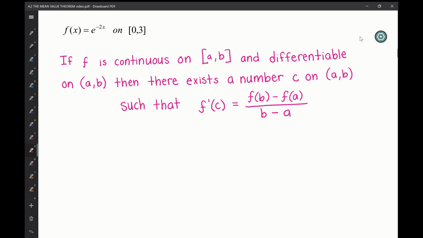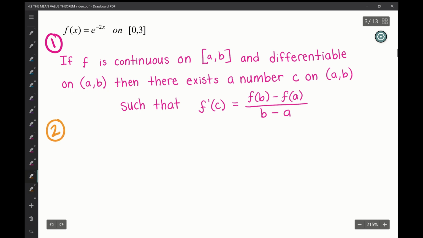The first thing you want to do is state the mean value theorem. So if f is continuous on a closed interval from a to b, and differentiable on the open interval from a to b, then there exists a number c on the open interval a to b, such that f prime of c is equal to f of b minus f of a, all over b minus a. After you've stated the mean value theorem, the next thing you want to do is use the mean value theorem.